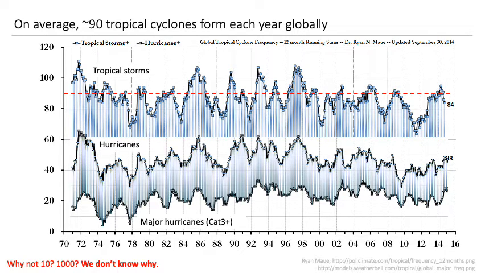But what I'll focus on here is, so I said there's about 100 tropical cyclones. So why not 10? And why not 1,000? Why is it 100? We actually don't really know why. It's an active area of research.